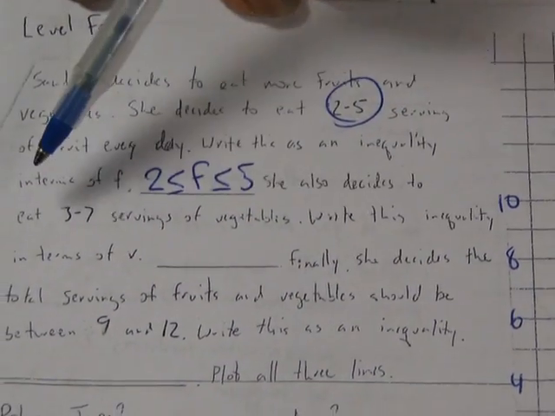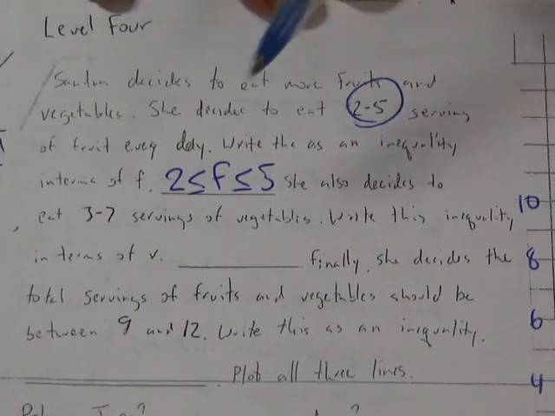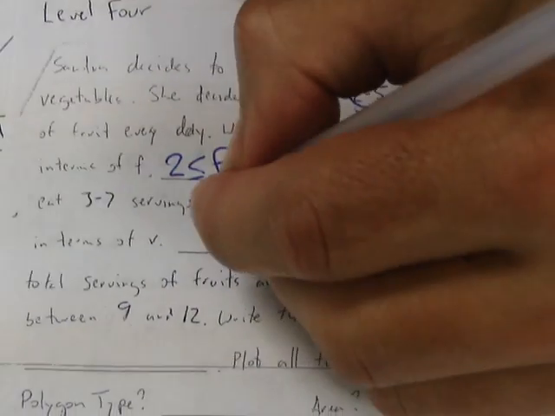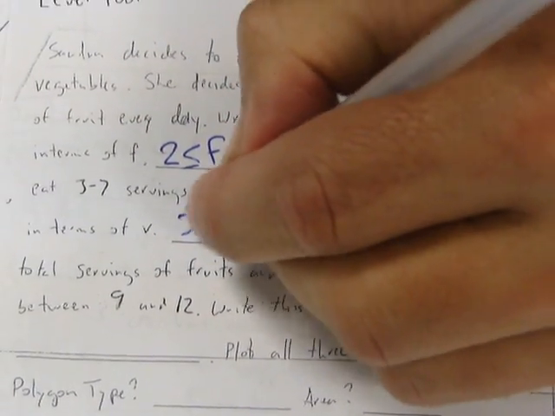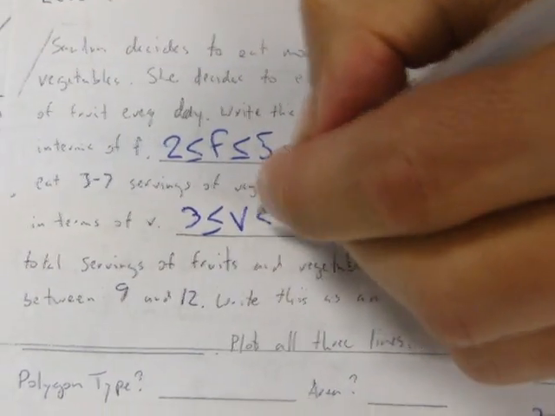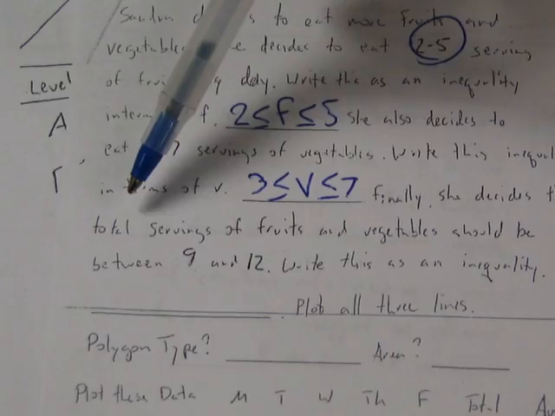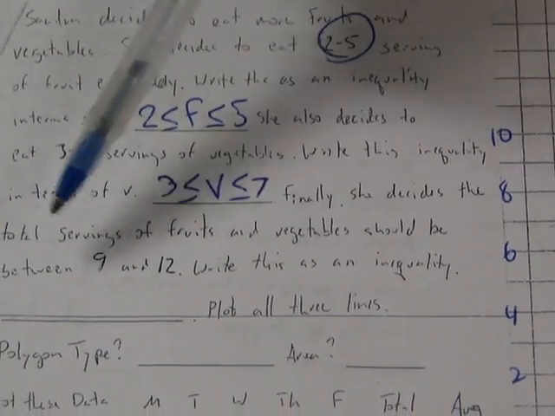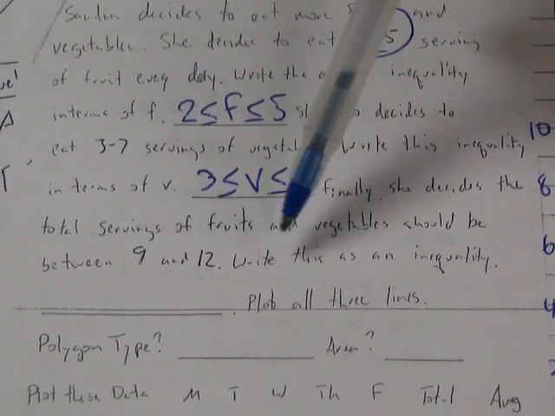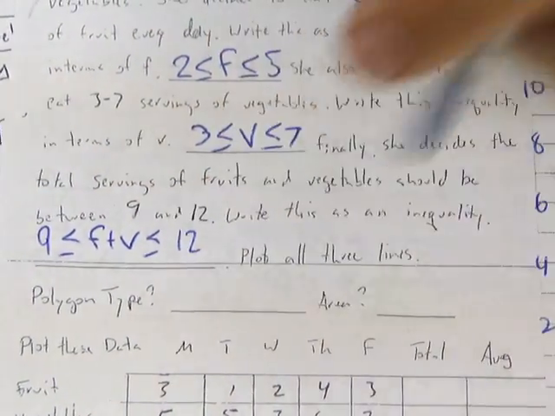She also decided to eat 3 to 7 servings of vegetables. So to write that as an inequality, it's going to be 3 is less than or equal to v is less than or equal to 7. Finally, she decided the total servings of fruit and vegetables should be between 9 and 12. So to write this inequality, it's going to be 9 is less than or equal to f plus v is less than or equal to 12.